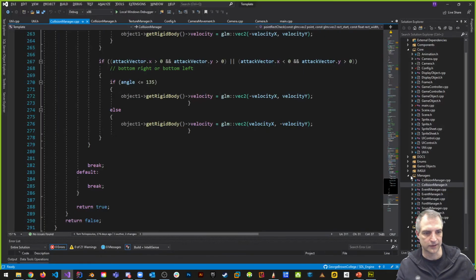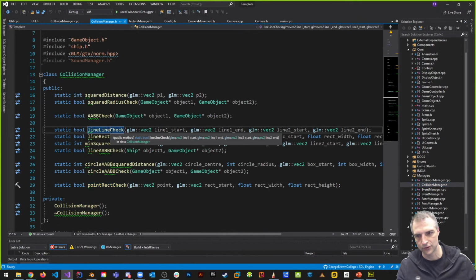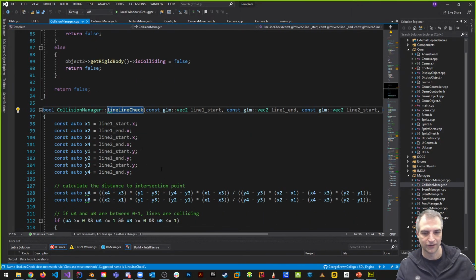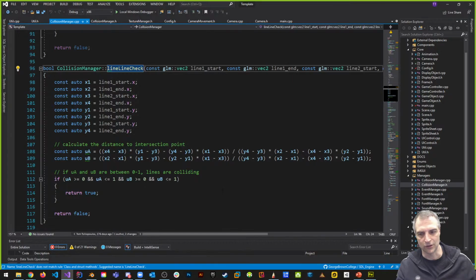And we can see that inside of the line check in here. If I go back to my collision manager and go to line check, go to definition, you can see exactly that. It's ugly, but that's exactly what it does. It takes my line start and my line end, and my second line's start and end, and I basically compare the lines. I calculate the distance to the intersection point, and what this returns is whether it collided or not. And if I really want to, I can use something in here to find out where I'm colliding, not just if I'm colliding. Okay, so that's line check.